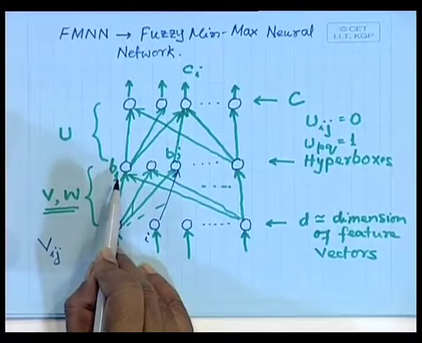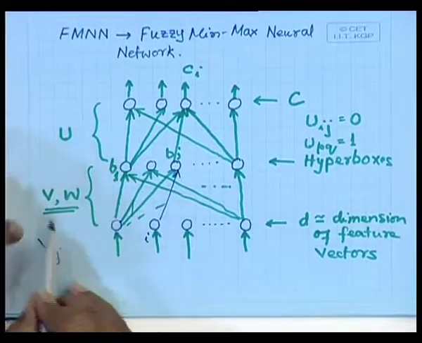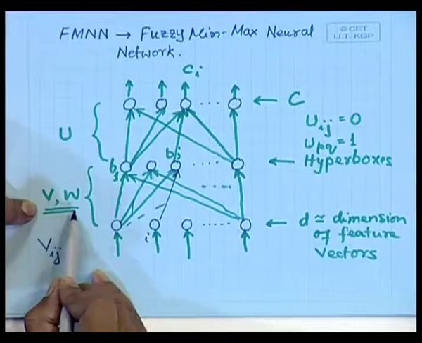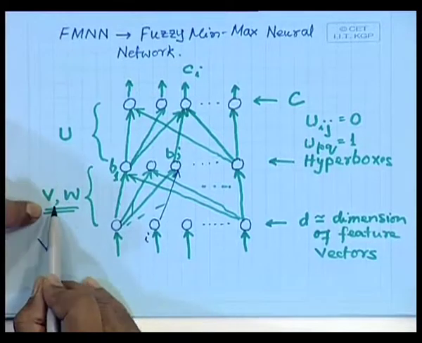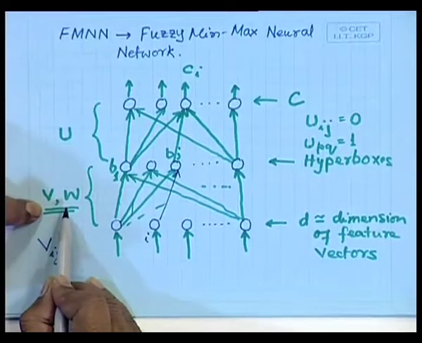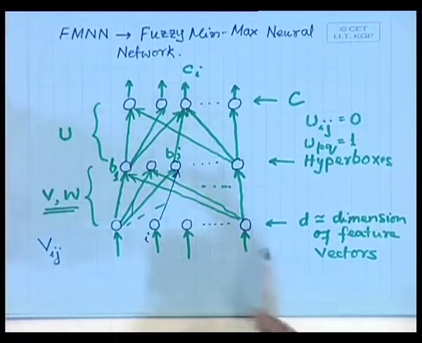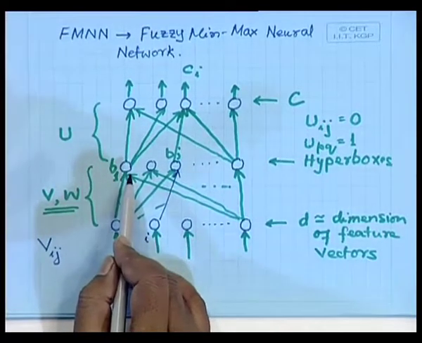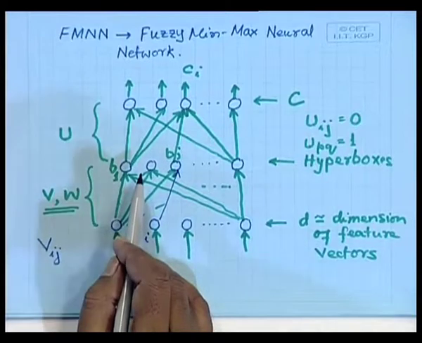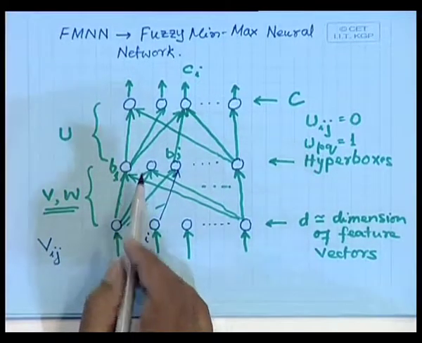So, as we have said in case of hyperbox creation, I have to create one node in the hidden layer, and corresponding to that I have to fill up this V matrix and W matrix. What will be the V and W matrix? Initially V and W will be identical, because I have only one hyperbox, corresponding to a single point. So, min point and max point will be the same.